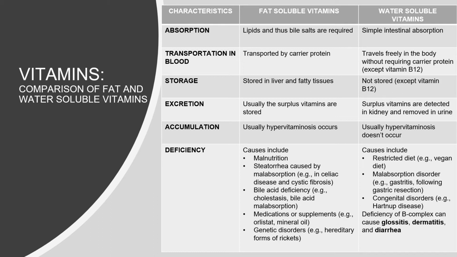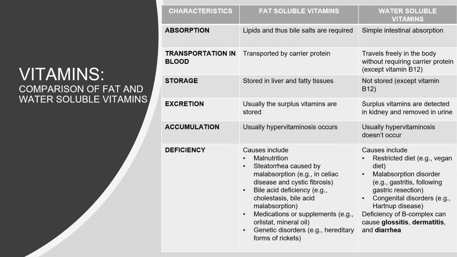So they have simple intestinal absorption, and actually they use just specific luminal transporters, but it's much easier than in fat-soluble vitamins. Regarding transportation in blood, again, if we're talking about fat-soluble vitamins, they are fat-soluble, they are hydrophobic, so they need transporter, like carrier protein. While water-soluble, they do not, except vitamin B12.